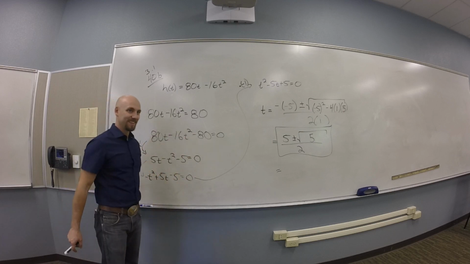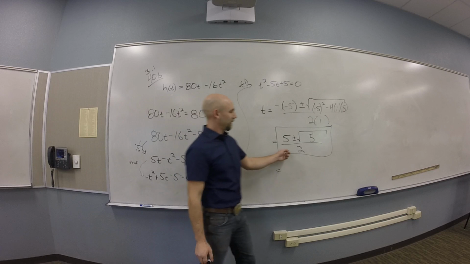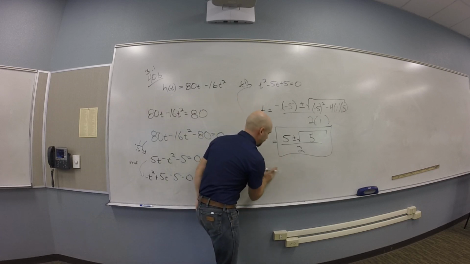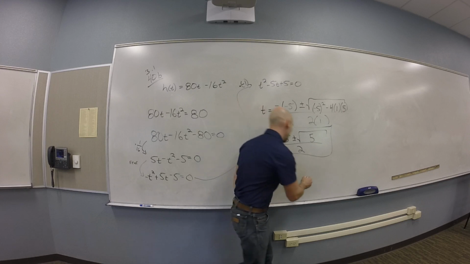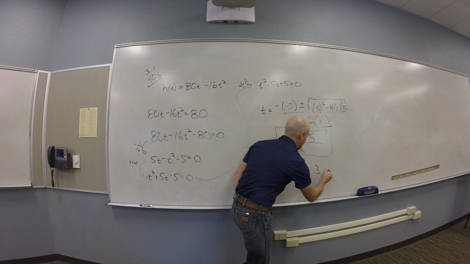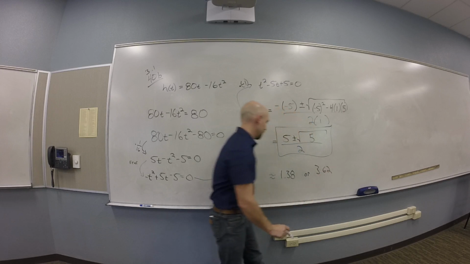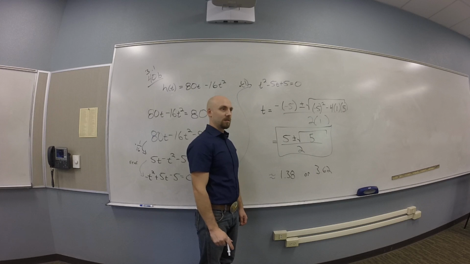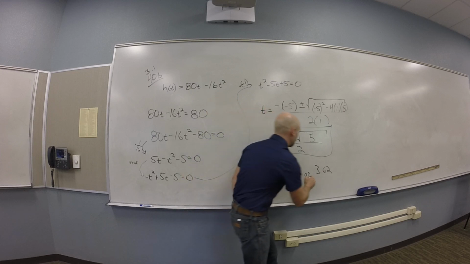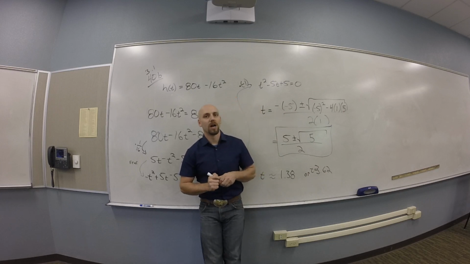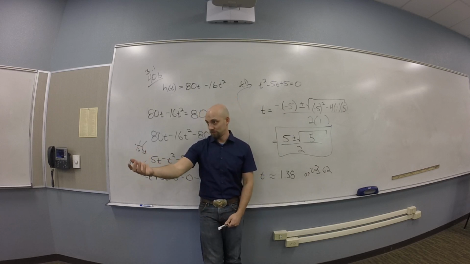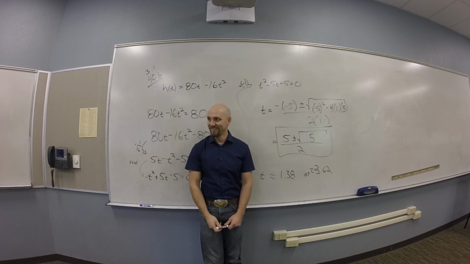So, can somebody give me the two roots here? 1.38196, so 1.38, or 3.62. Okay. So t is approximately 1.38 or t is approximately 3.62. Now for interpretation. Is that the question?